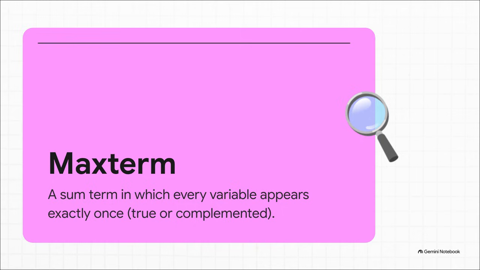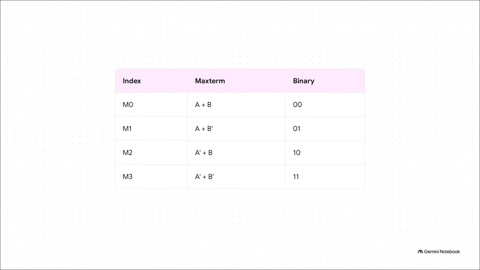Enter the maxterm. This is the exact complement to the minterm. It's a sum term where, again, every single variable must appear exactly once, true or complemented. They are bound by the exact same strict inclusion rule as minterms, it's just applied to a sum rather than a product. Now, what's genuinely fascinating here is how the mapping of zeros and ones completely flips compared to minterms.